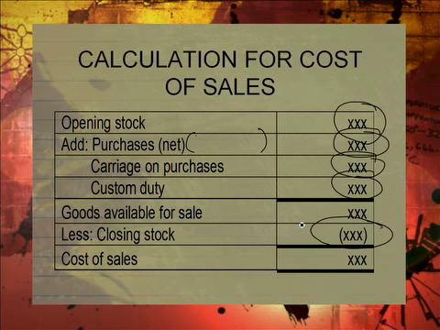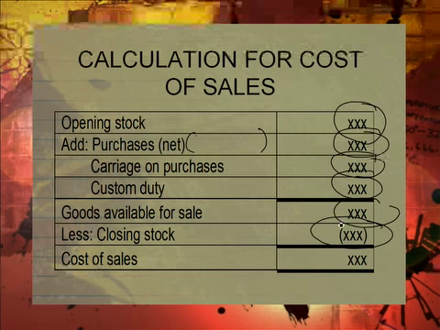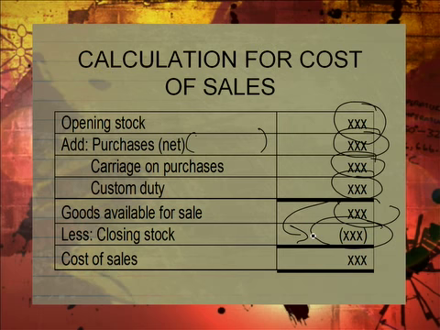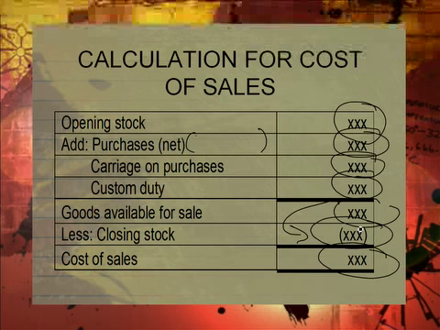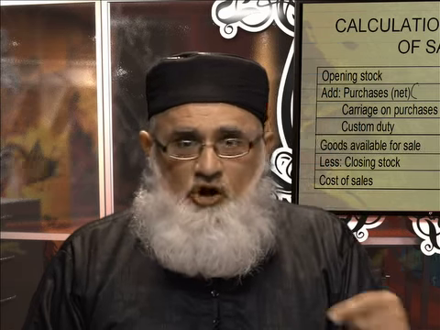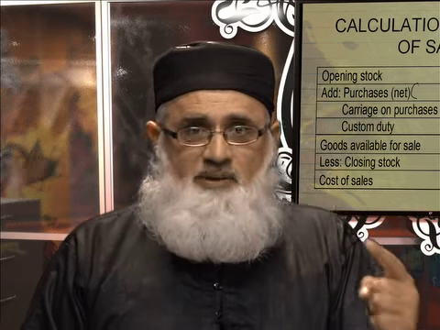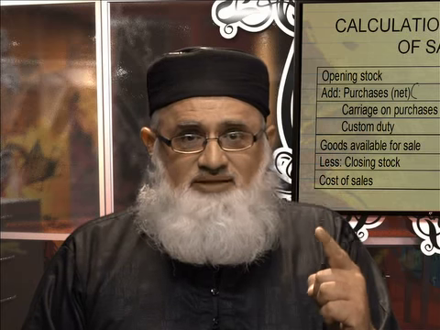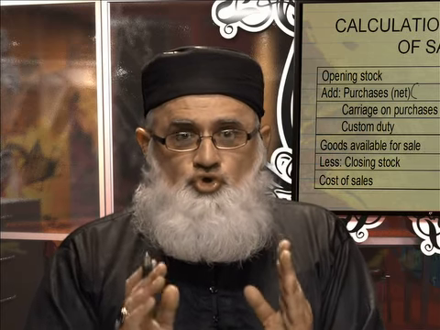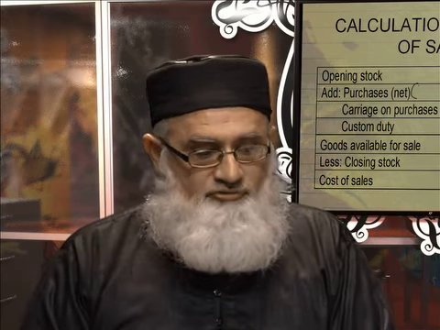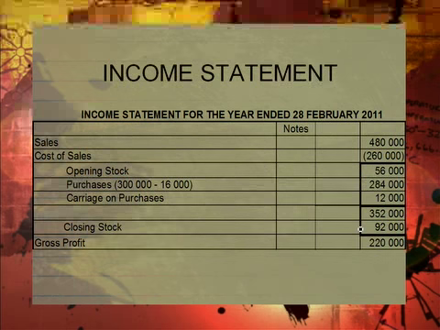And yes, when you do this calculation, after you take your goods available for sale and subtract your closing stock, you are left with your cost of sales figure. Now this is a vertical calculation of cost of sales. Remember guys, it's important that you know how to do the calculation of the cost of sales.